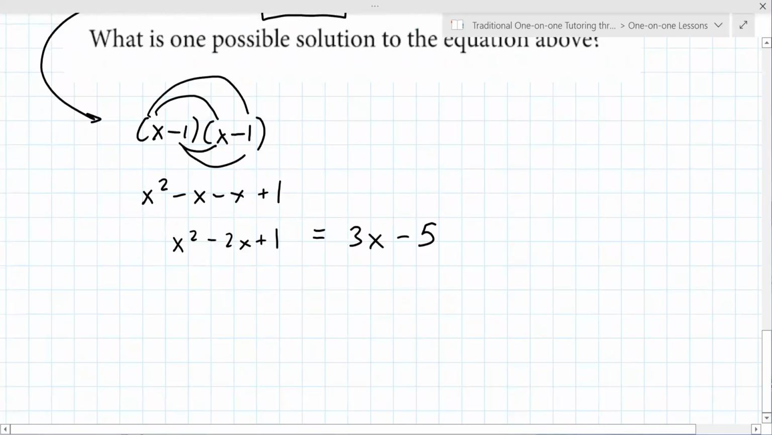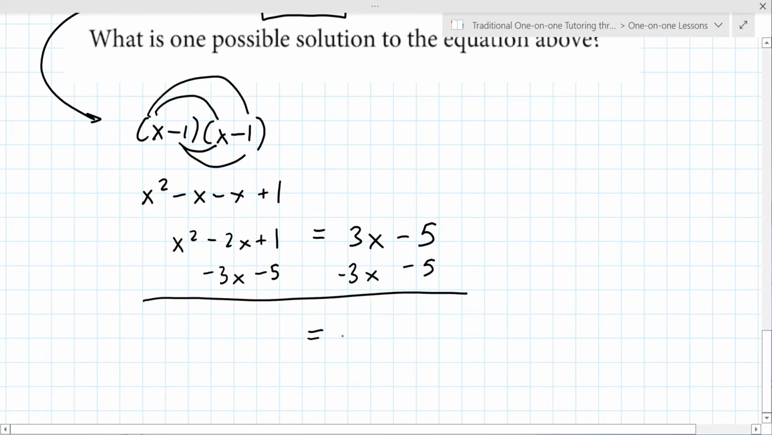Okay. So I'm gonna subtract 3x from both sides, and I'm gonna subtract 5 from both sides. Why am I doing that? What's so important about one side of the equation? What should it always equal? 0. 0.